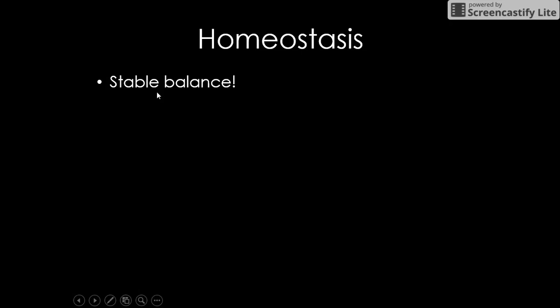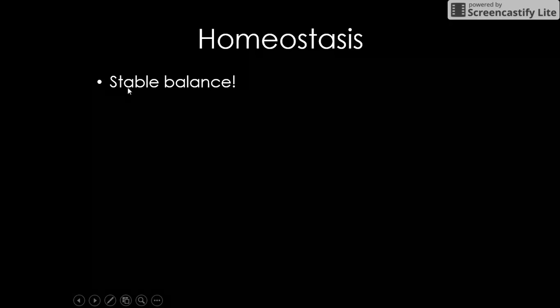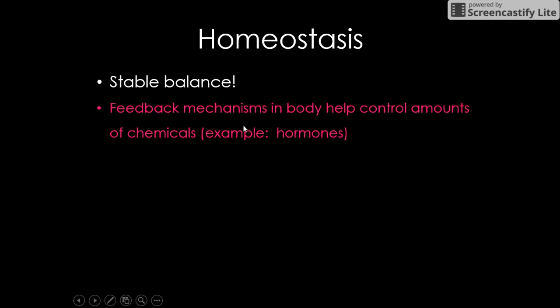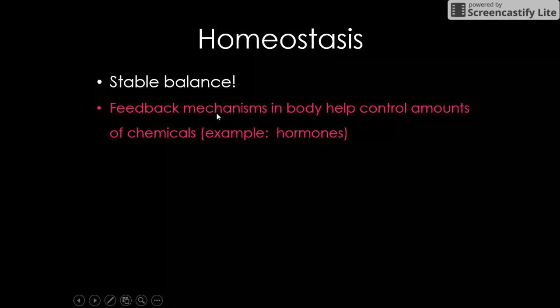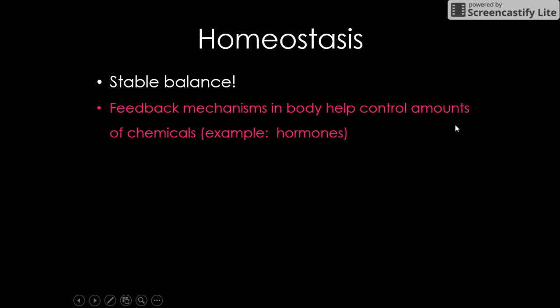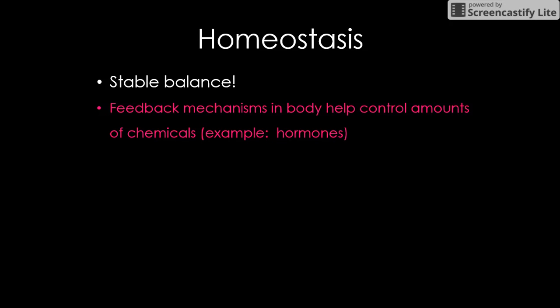Homeostasis, all that means is a stable balance. Stable balance. There are feedback mechanisms. So if something's giving you feedback, it's trying to get you back to that stable balance. In our body, we have feedback mechanisms that help control amounts of chemicals. So an example is hormones. If your hormones are going crazy, that means your body is off balance. Your hormones are like chemicals that drive our emotions, our sex drive, all these different things.